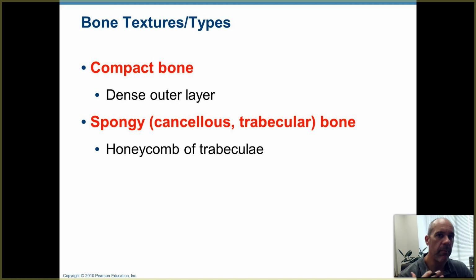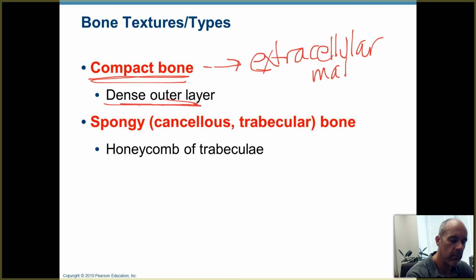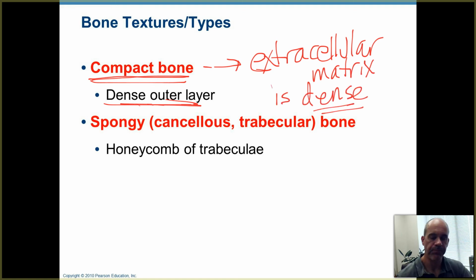Okay, so bony tissues in the body can exist in two different textures or types, and one type is called compact bone. And compact bone is the dense outer layer that you have around most of the bones in the body, and we'll see more about that shortly. Compact means that the extracellular matrix of the bone is dense, tightly packed.